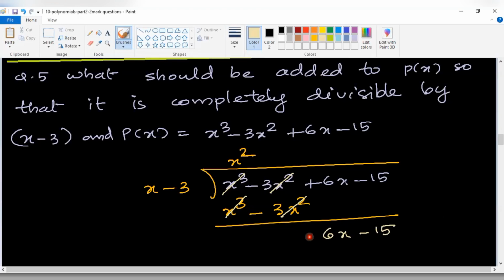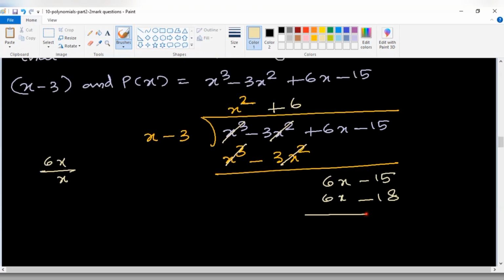Now, here we have 6x and here we have x. So 6x divided by x, we get 6. So the next term in the quotient is 6. 6 into x is 6x, and 6 into negative 3 is minus 18. Next is subtraction. Minus 15 minus minus 18. Two negatives are coming together, so it is plus. So minus 15 plus 18. We are adding a positive and a negative number. The bigger one is positive, so the answer is positive. Just subtract 18 minus 15. That is 3. So the answer is 3.